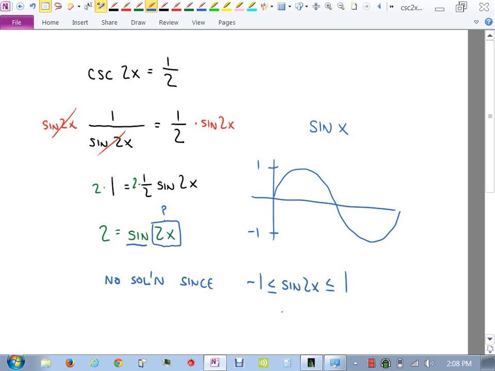Right? So there's no way it could ever achieve 2. Now, had this side on the left been 1/2, we would have been in business. We would have been working this problem further. So we're done. Try another one. That one was too easy.